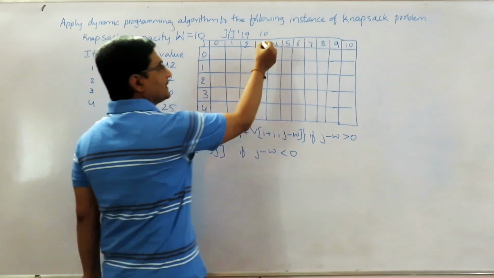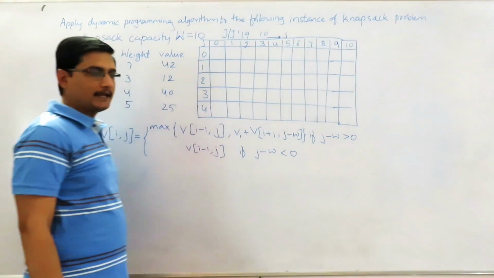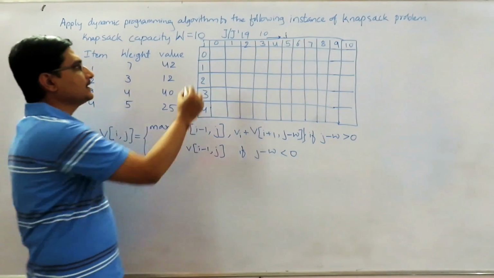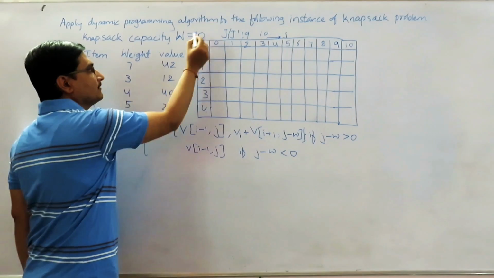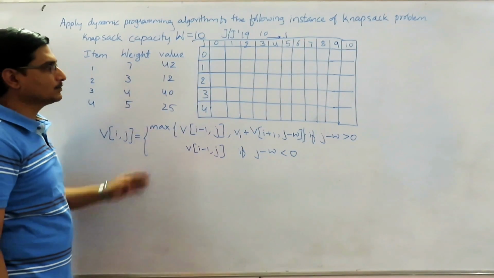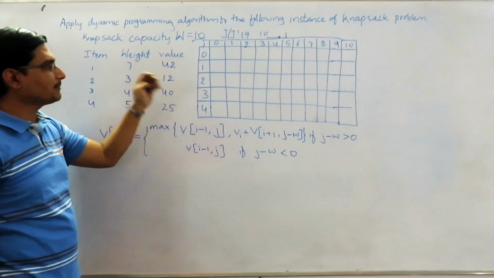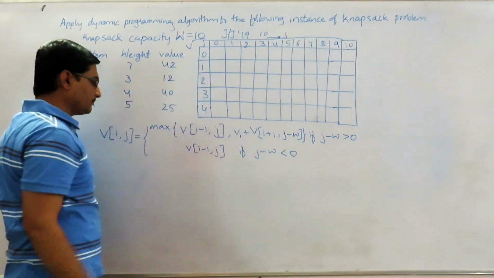Say this is representing the j, meaning the weight of the knapsack. The columns are these entries 0 to 10, because the maximum capacity of the bag is given as 10, so we have to have the 10 columns, and these are representing the items. Let us say this is the value table.